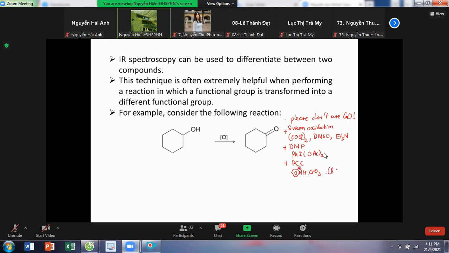In this case, it's too strong, or you can use pyridine with SO3. So 1, 2, 3, 4 different ways to do this reaction. I hope you still remember this from organic chemistry 2. Please don't use copper oxide.